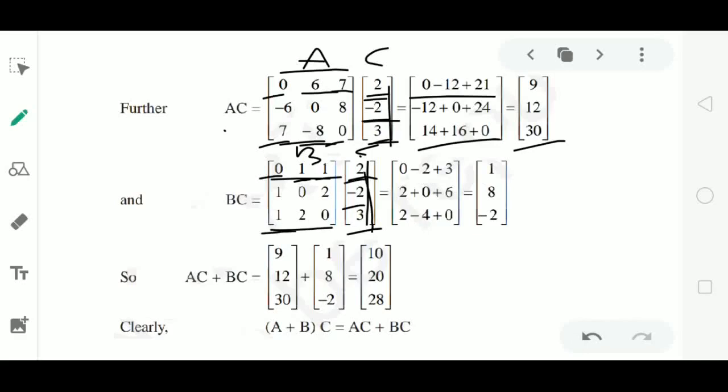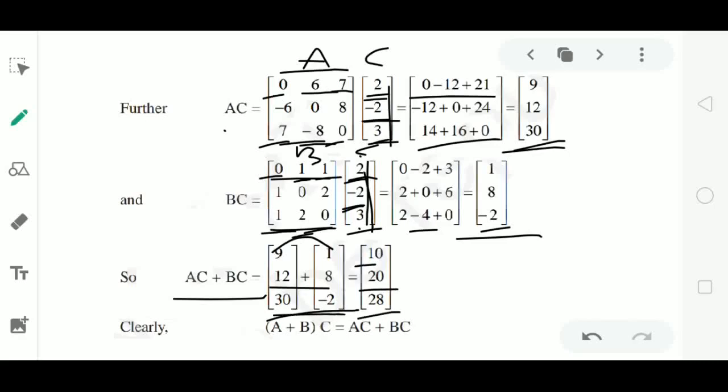1 into 2 plus 2 into minus 2 plus 0 into 3, which is minus 2. This is BC. Let us add AC and BC, that is the sum of these two matrices. It is the sum of the corresponding elements. 9 plus 1 is 10, 12 plus 8 is 20, 30 minus 2 is 28.